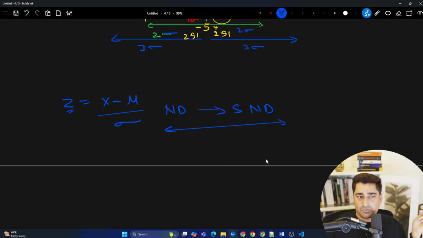Plus I'll try to show you how to look into a Z table. It's very, very easy. Believe me, it's nothing actually. It's a very simple step. I'll explain it with a practical example, and that will take some time, maybe half an hour for me to explain.